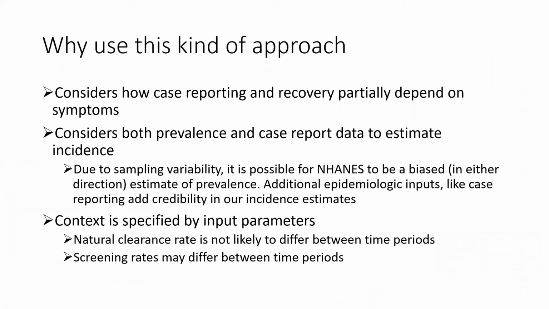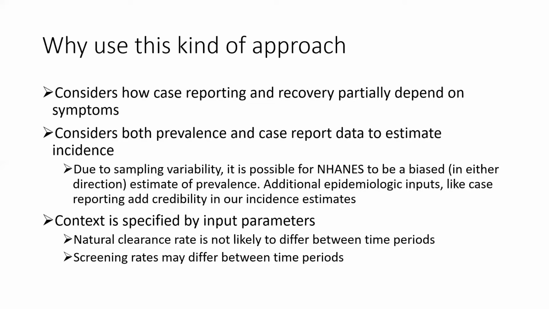So why use this kind of approach? We got similar numbers to Satterwhite. Well, I like using this approach because it considers how case reporting and recovery partially depend on symptoms. It also uses both prevalence and case report data to estimate incidence. You can plausibly expect that within NHANES, due to sampling variability, you might sample either a high or a low prevalence pocket of people just by chance. So by using an additional epidemiologic input like case reports, this can add some credibility to our estimates of incidence.